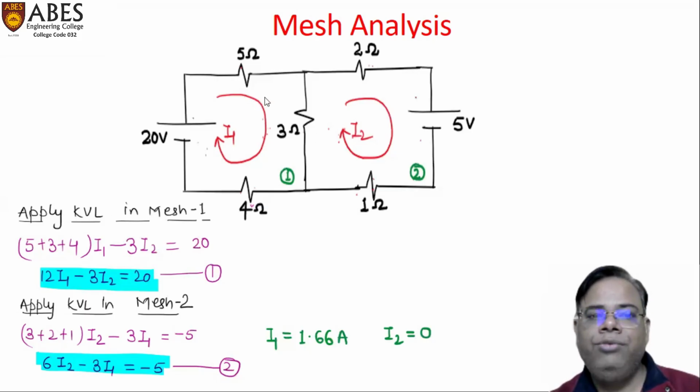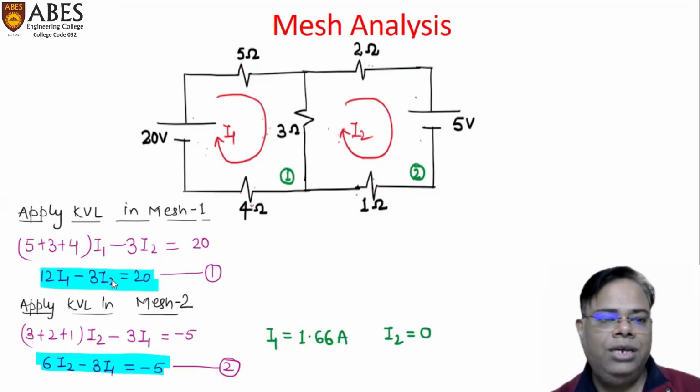It means we have to take I1 as negative, because in the 3 ohm resistance, I2 is flowing from downward to upward direction while I1 is flowing from upward to downward direction. That's why if we are taking I1 as positive, we have to take I2 as negative. In equation number 2, you can see here, if we are taking I2 as positive, the sign of I1 is minus.